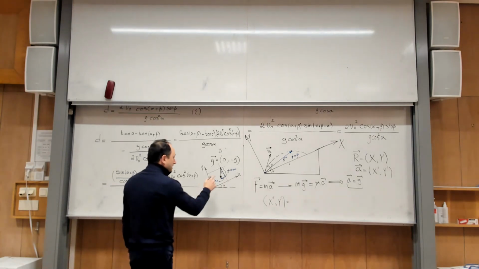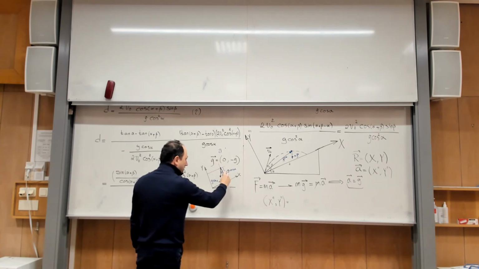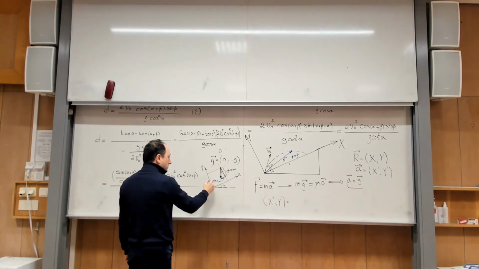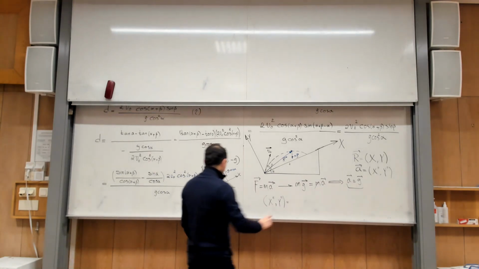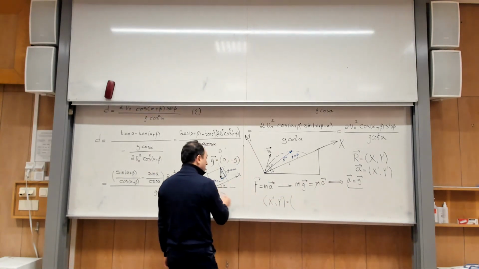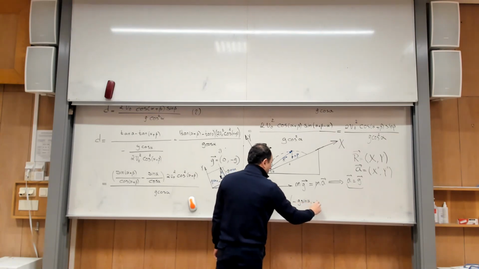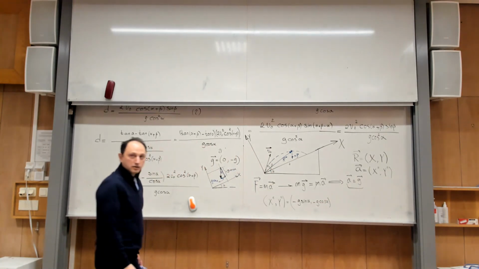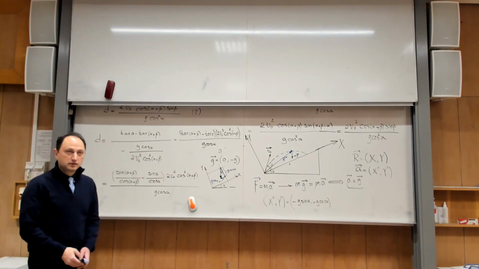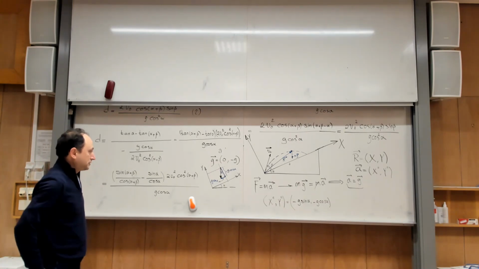But this is the length. So these are the lengths. But component-wise, this is negative. This is also negative because it's also pointing in the other direction. So what you need to write is the x component is minus g sine alpha, and the y component is minus g cosine alpha. So is that understandable? Yes? Okay, let me give you time to think a little bit.